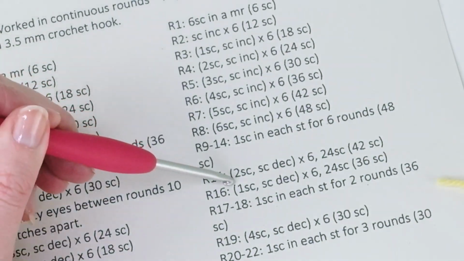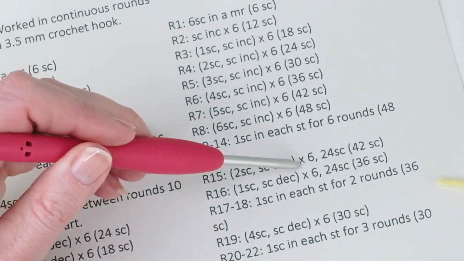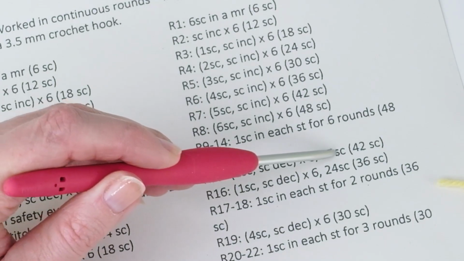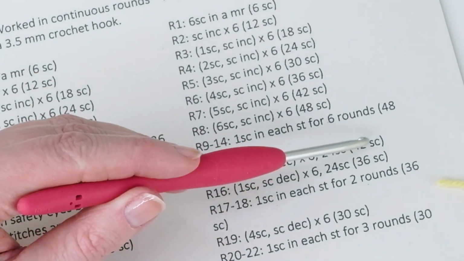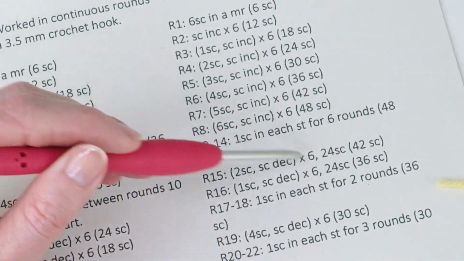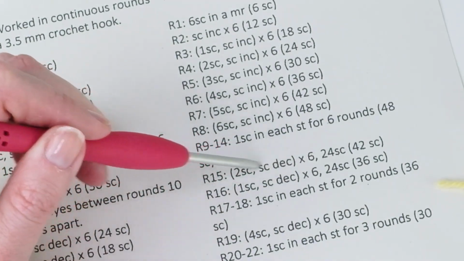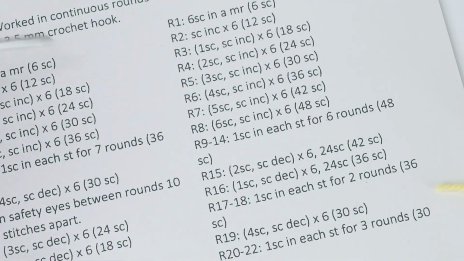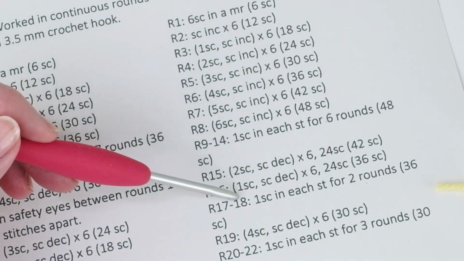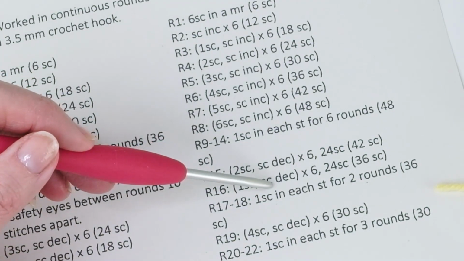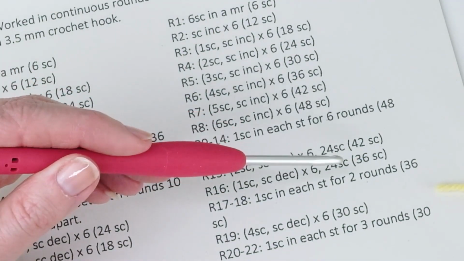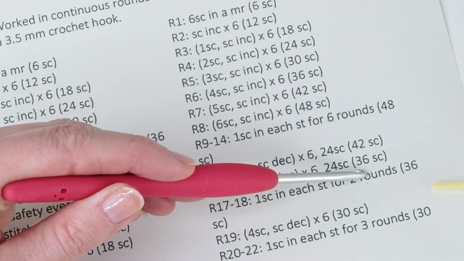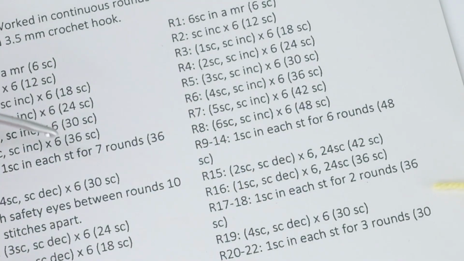So it's 2 single crochets, single crochet decrease, and I repeat this 6 times. And then I have 1 single crochet in the next 24 stitches. So here I'm also decreasing 6 times, but we are decreasing on only the first part to create that shape here. And the next is 1 single crochet in the next stitch, single crochet decrease, repeat 6 times, and 1 single crochet in the next 24 stitches, and that's 36. You should end up with 36 stitches.